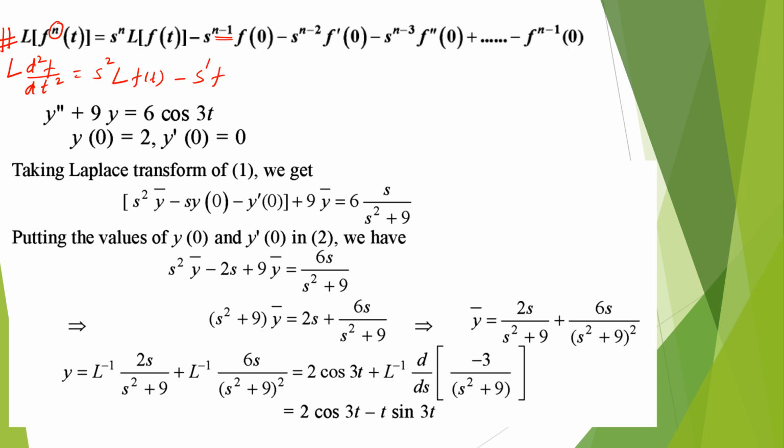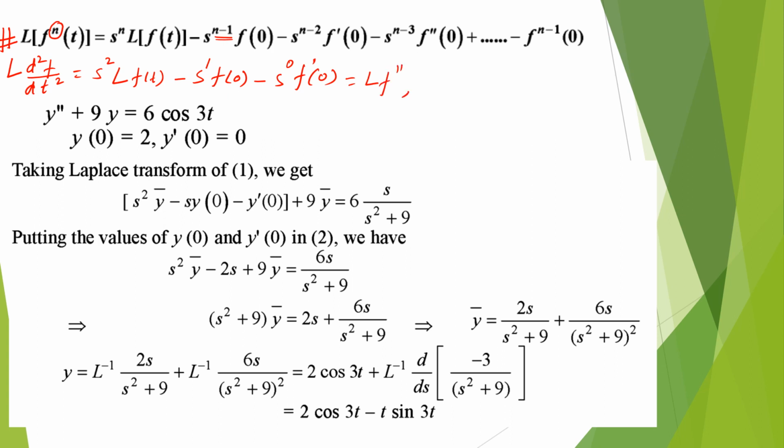function y, boundary condition, this is the condition when t is 0, minus s to the power 2 minus 2, that will be 0, and first derivative when t is 0. So the double derivative, or Laplace of f double dash, is this.